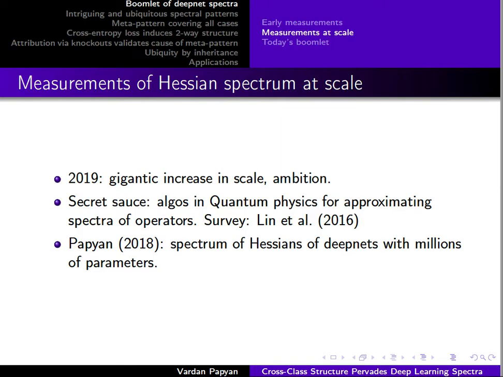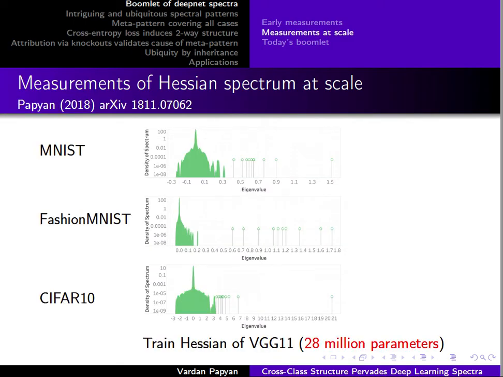And you can trace that gigantic increase in ambition to a set of algorithms that were popular in the quantum physics literature in the 1970s, which explain how you can approximate efficiently the spectra of large linear operators. And in 2018, I wrote a paper that shows how you can leverage these ideas to approximate the spectra of the deep net Hessians. And so here are the measurements that you can see that appear in that work.